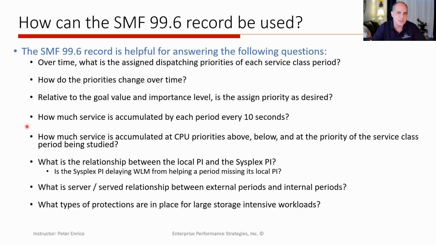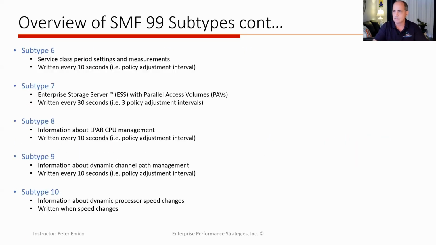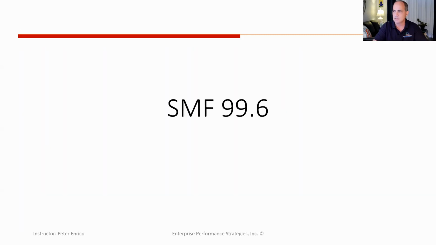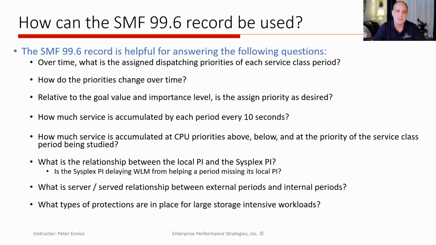So what's good about these records is over time we can see how the dispatching priorities change, how WLM is managing the workload over time. Relative to the goal value, we get to see how well the goal is being met, and we can look at things at an importance level. We can see how much service is accumulated every 10 seconds, which is nice because typically when we look at service consumption, it's every 15 minutes. Now we're looking at it every 10 seconds.